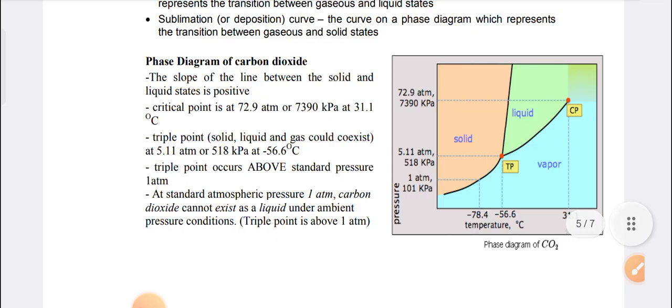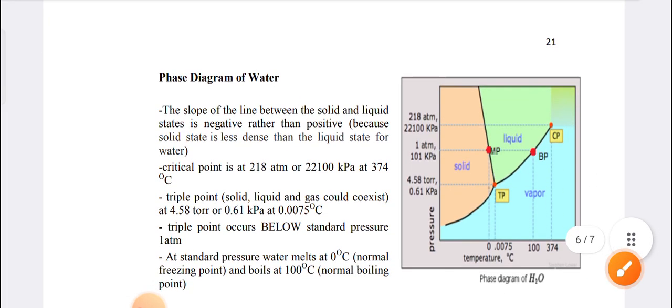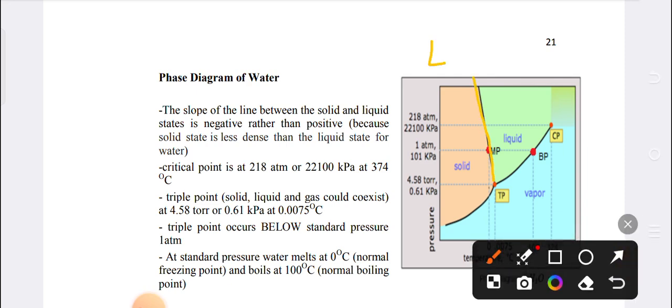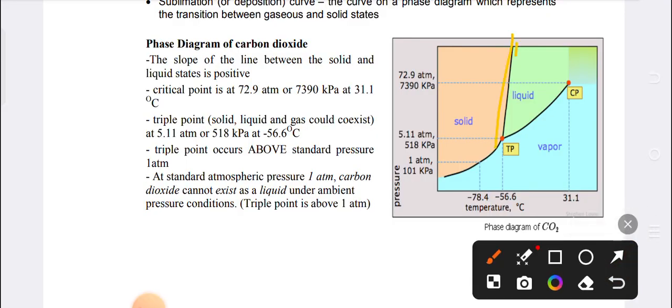Now, we have here the phase diagram of carbon dioxide. Tingnan nga natin kung ano ang itsura ng phase diagram ng carbon dioxide. So, the slope of the line between the solid and the liquid is positive. Meaning to say that it is more inclined to the right. Para maging negative siya, pakatulad nun sa water, papunta naman siya sa left side. So for carbon dioxide, positive ang kanyang fusion curve, at ang critical point niya is at 72.9 atmosphere and 31.1 degrees.